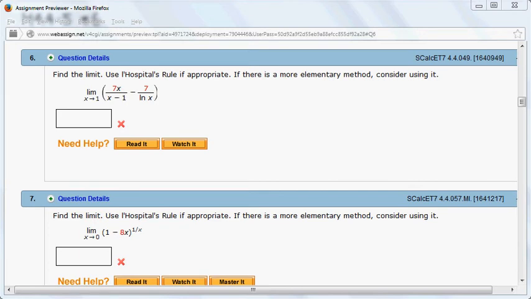Okay, let's look at homework 4.4, 4.5, problem number 6. We want to take the limit using L'Hopital's rule here. So let's do that.